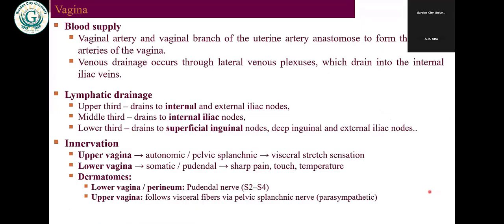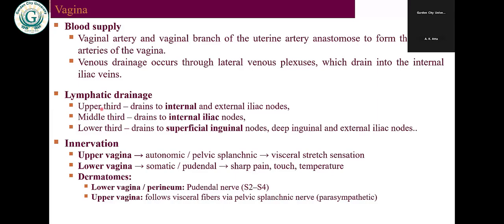Now, the vagina. Let's divide it into the lower 1/3 and the upper 2/3. If you look at the lower 1/3 of the vagina, that one is in the perineum.